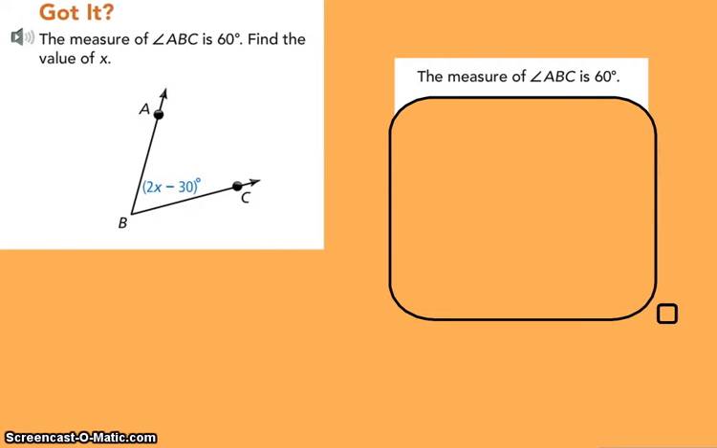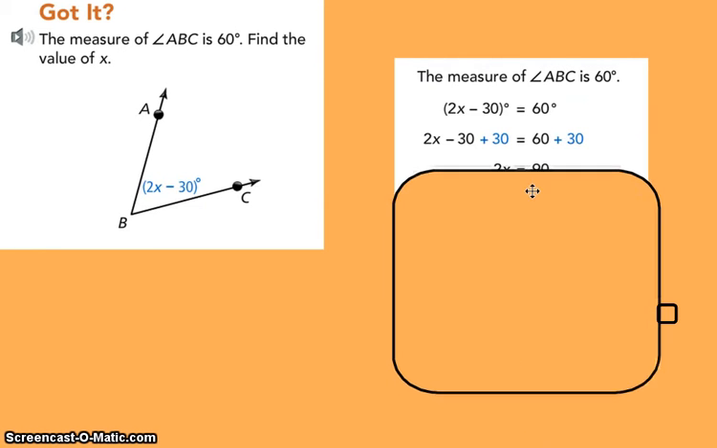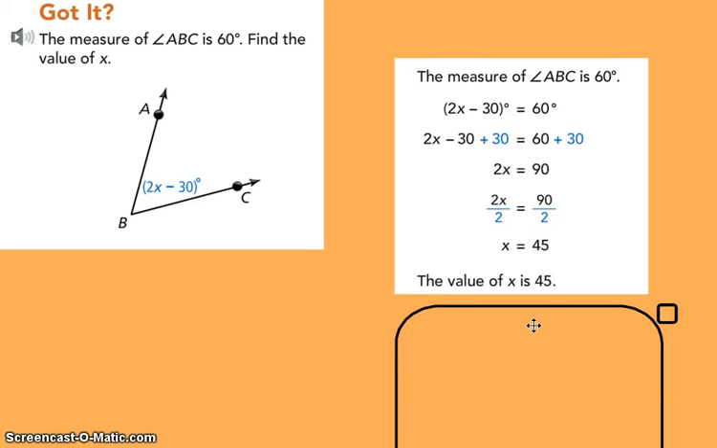The measure of angle ABC is 60 degrees. Find the value of x. Same type of thing, we're going to take 2x minus 30, set it equal to 60. We're going to solve for x. X is 45 degrees.